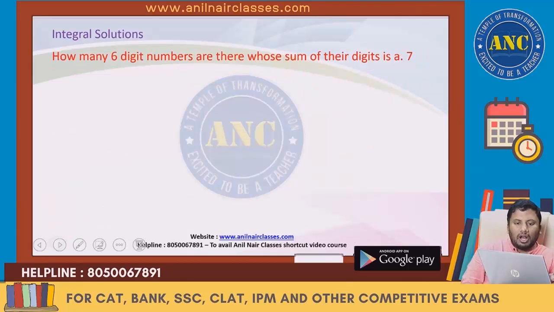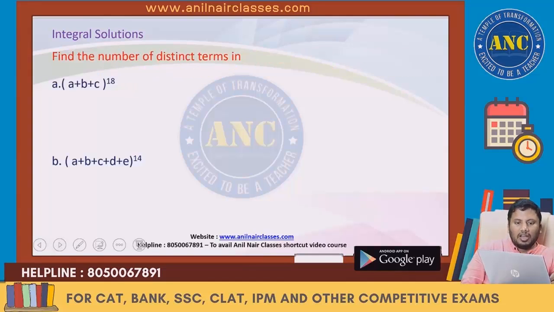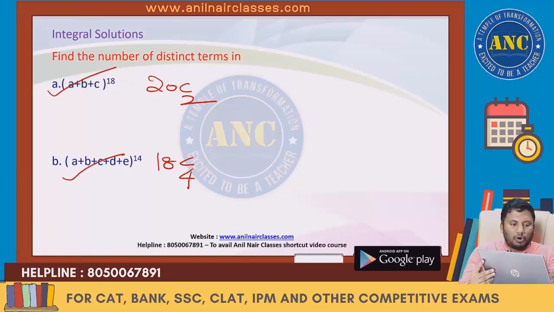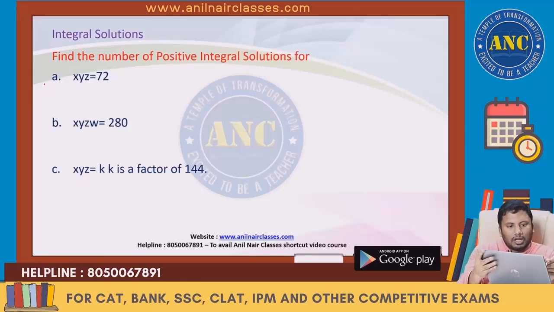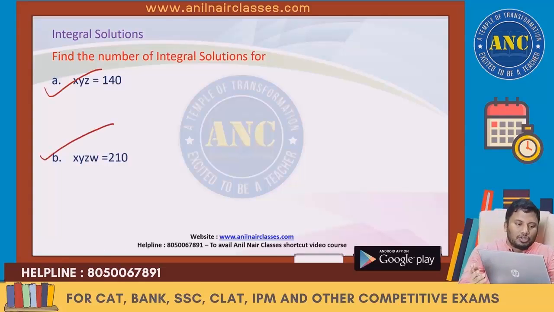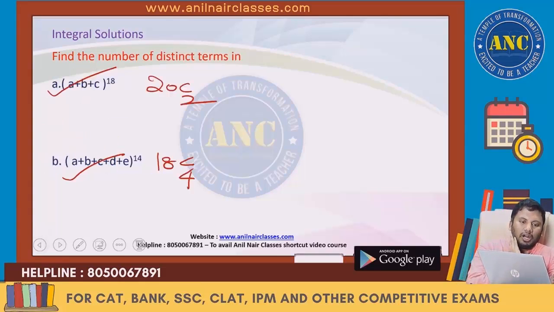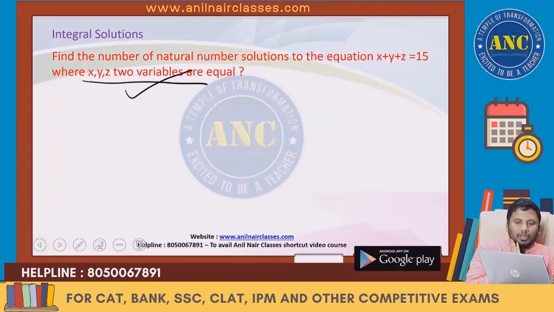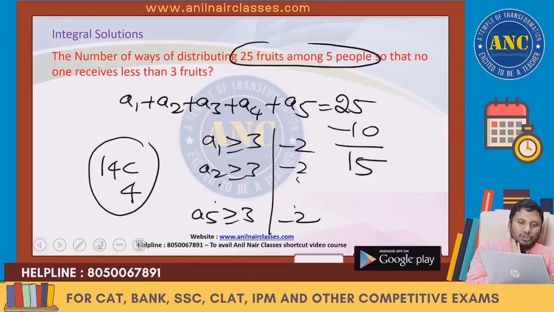Once you understand all these models, tomorrow 4 o'clock we are discussing. 18 plus 3 is 21, 20C2. 14 plus 5 is 19, 18C4. This model we covered. So few models are there, and a few more advanced level ones. There are 1, 2, 3, 4, 5 few questions.